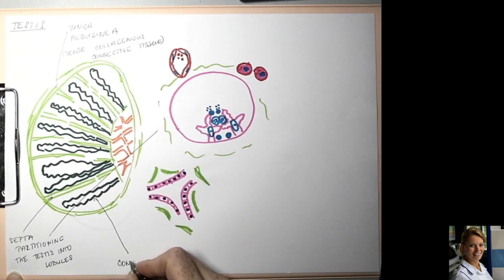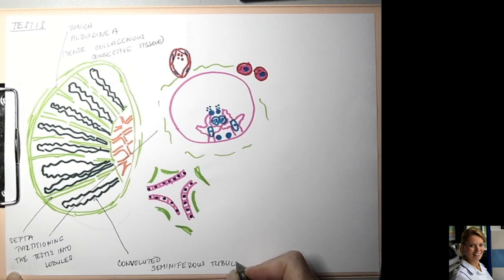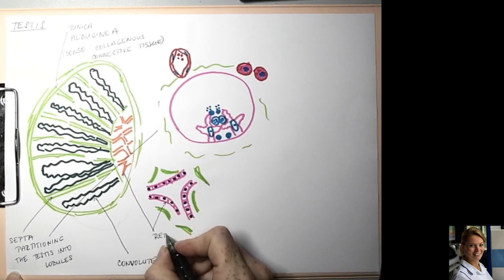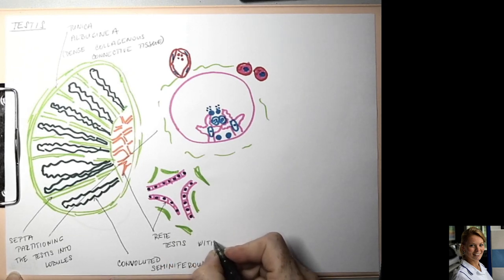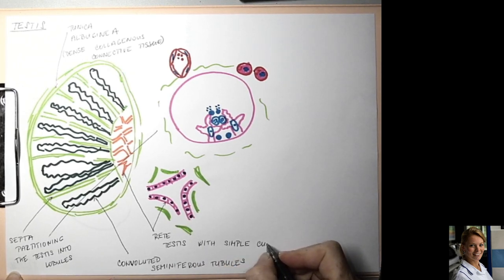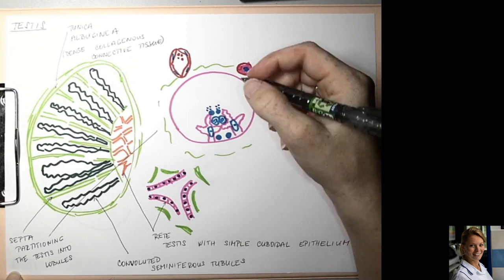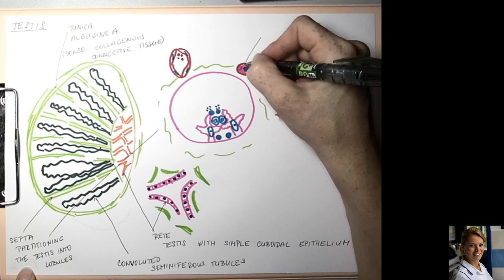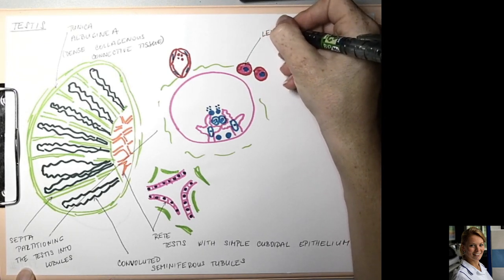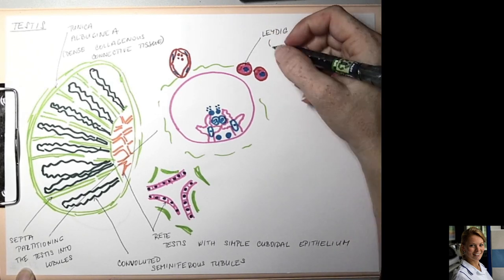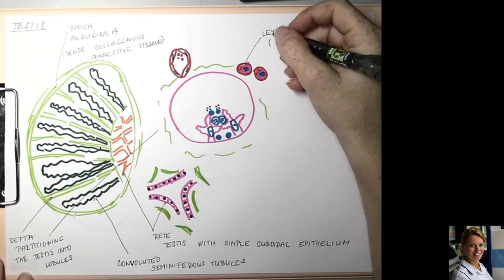Convoluted seminiferous tubules, rete testis with simple cuboidal epithelium, Leydig cells, which produce the steroid hormone testosterone.